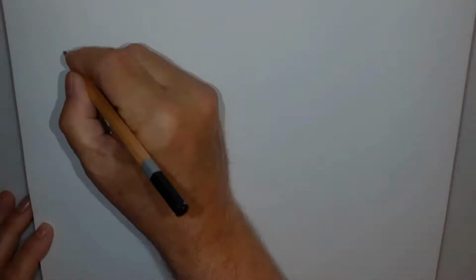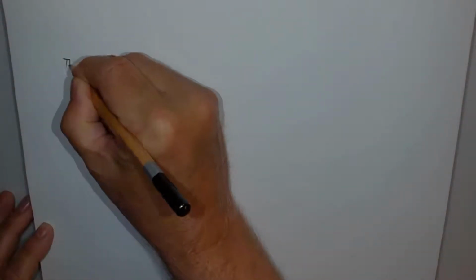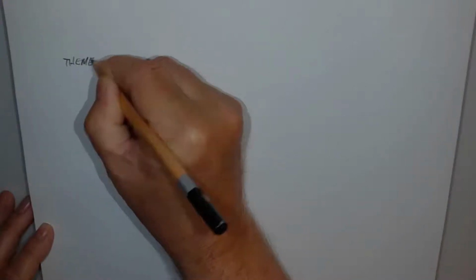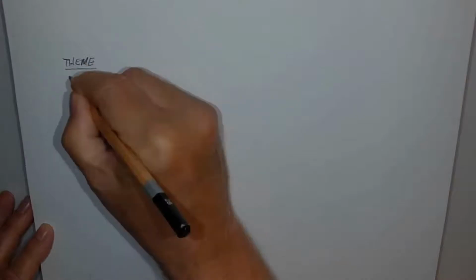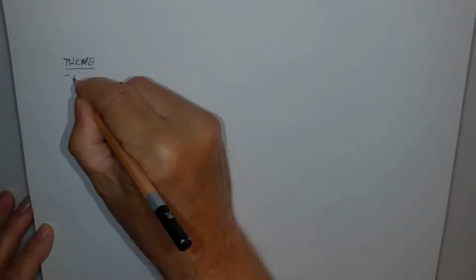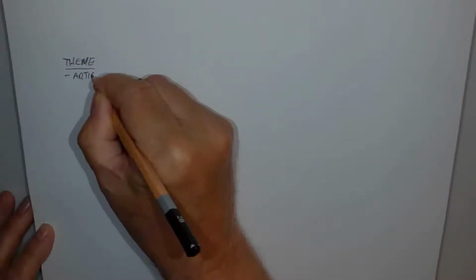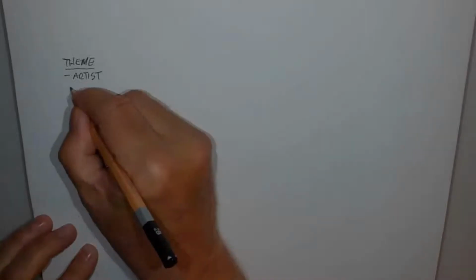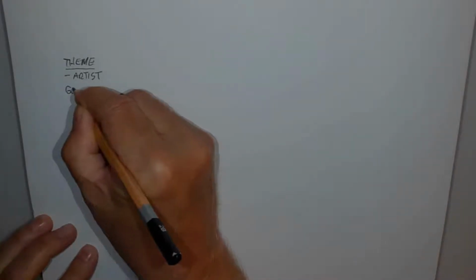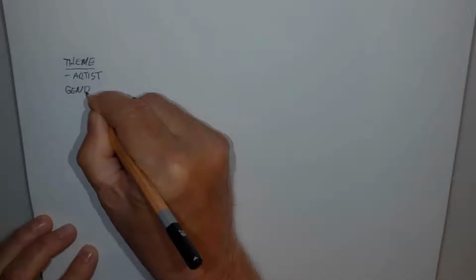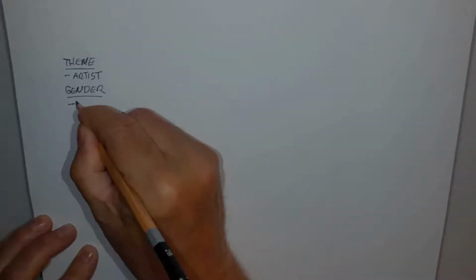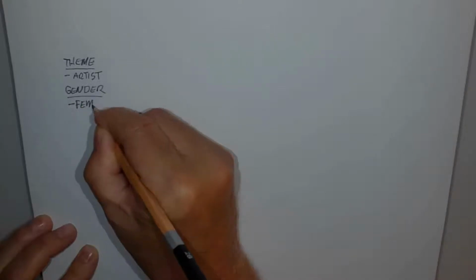So one is, and let me work on a checklist here, we need to come up with a theme, as in, who is this character? So what I want to do in this lesson is an artist. And other than that, I want to figure out the gender of the character. And in this case, I am going to do a female.